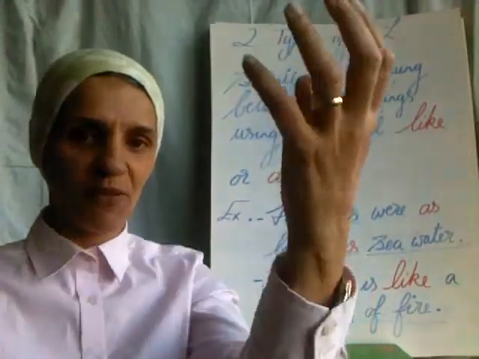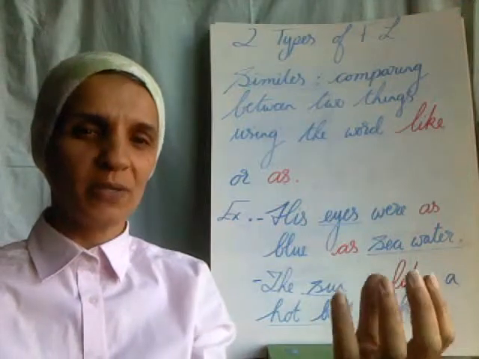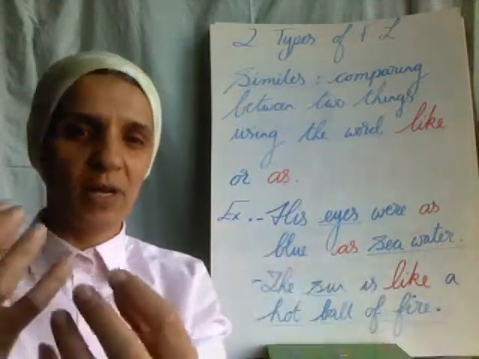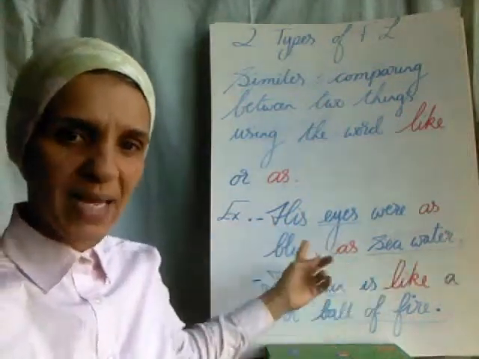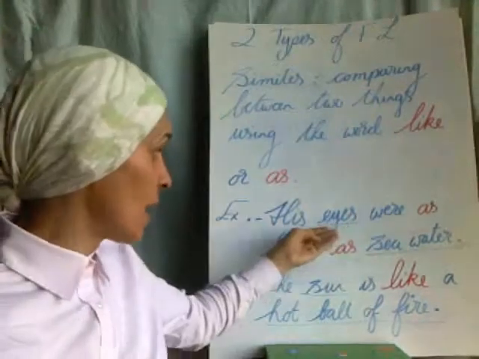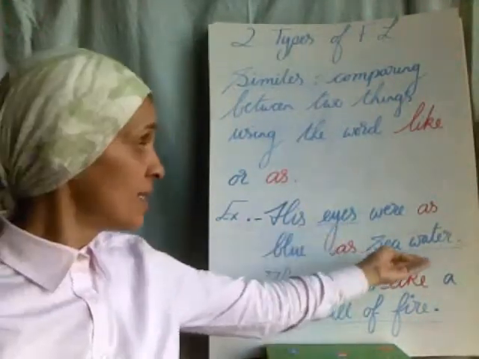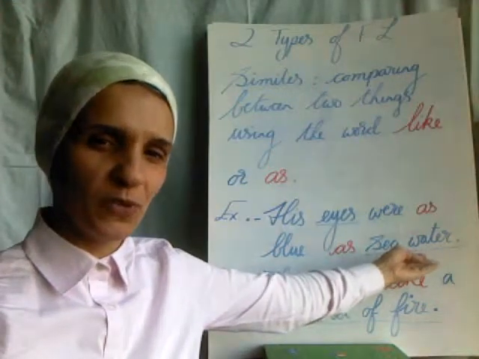I have one thing and I have another thing, and I'm comparing between these two things using the word as or like to say how they are alike. For example, his eyes were as blue as the seawater. So I'm comparing between his eyes, the color of his eyes, and the color of seawater. Now we all know what color seawater is, okay?